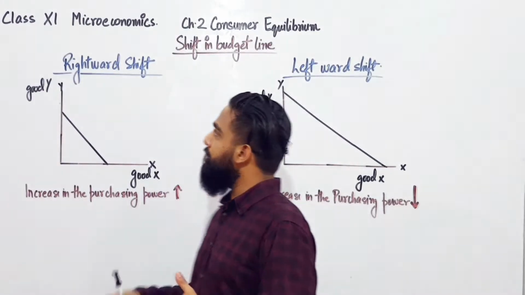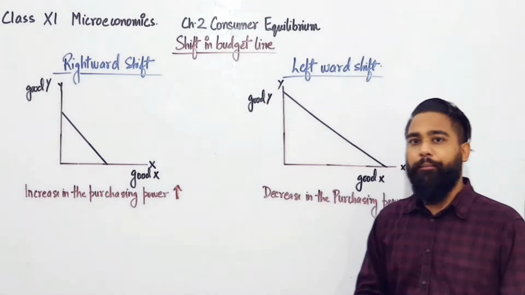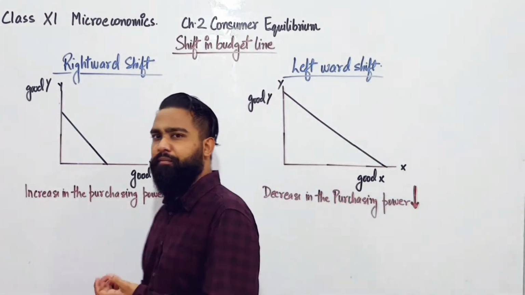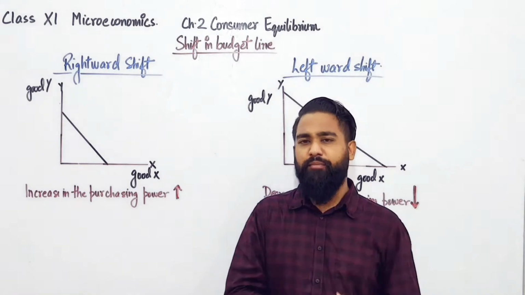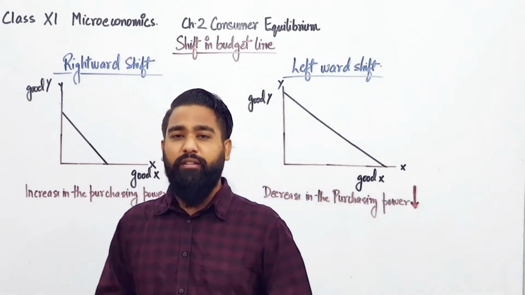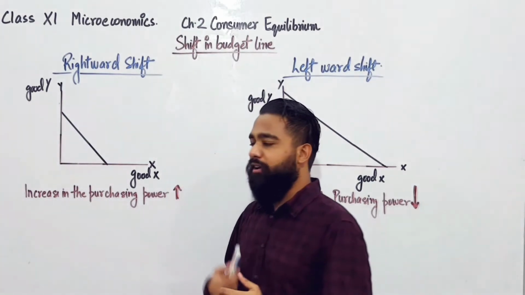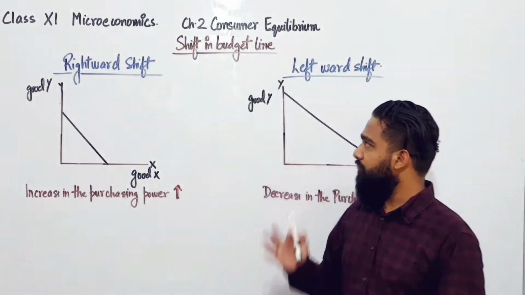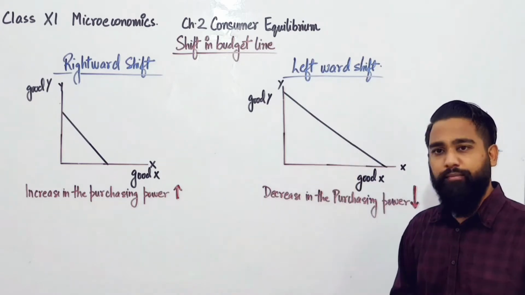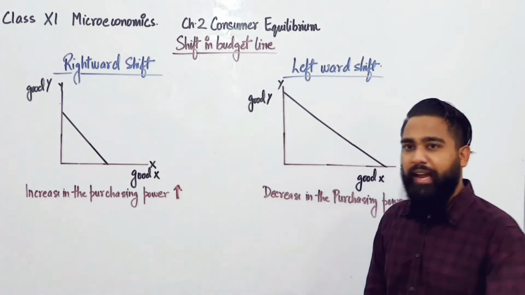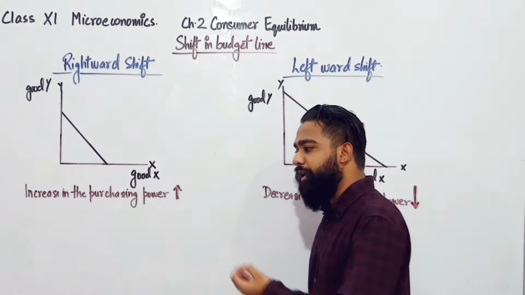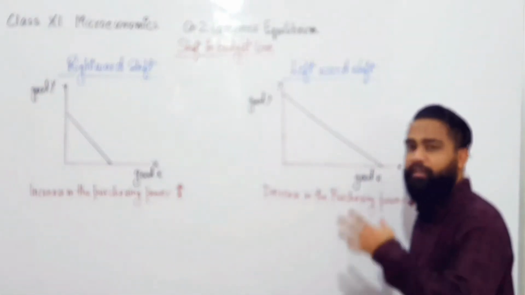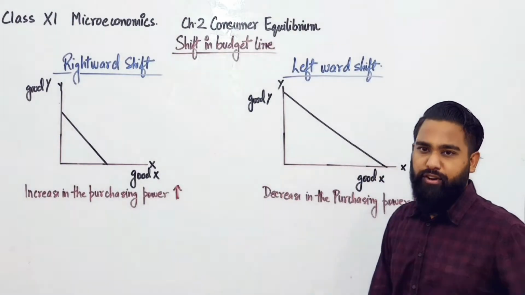Our next topic is shift in budget line. This reminds me of the first chapter of microeconomics. In the PPC curve, you have studied about the shift and rotation of the PPC curve. Exactly the same topic is here in your budget line. Now, the budget line, as you studied in the previous video, can be shifted. So there are 2 types of shifts, rightward shift and leftward shift.